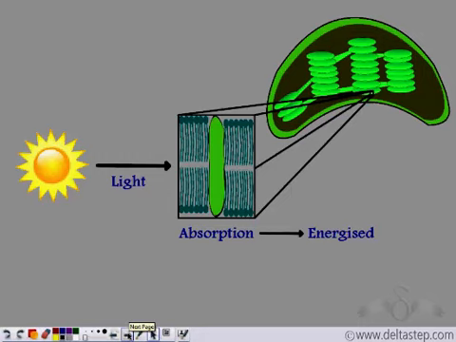Now, this formation of ATP from the light energy is done in various steps. Now, let us find out the various steps. First, the chlorophyll present in the membrane of thylakoids absorbs the solar energy and gets energized.